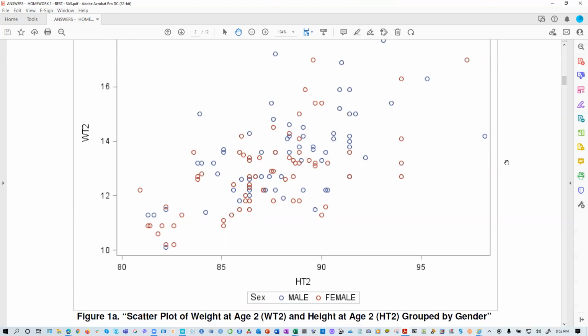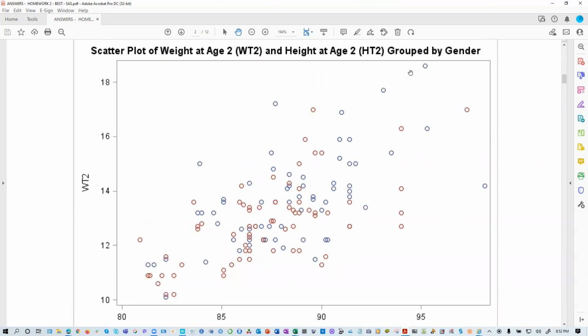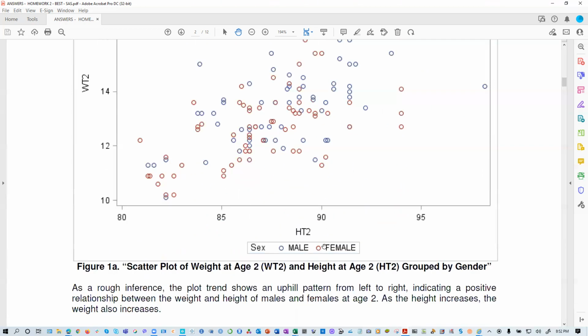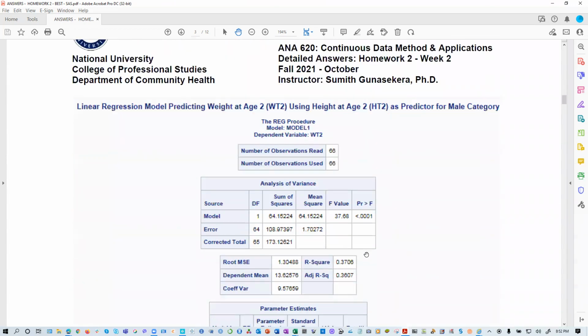Yes, see, very tall, but the weight is around 14 with this extreme value for the male. So does it the female too, if you see something. Pretty much all others are scattered somewhere over here, around the center of the data. Okay. Those things you can explain.